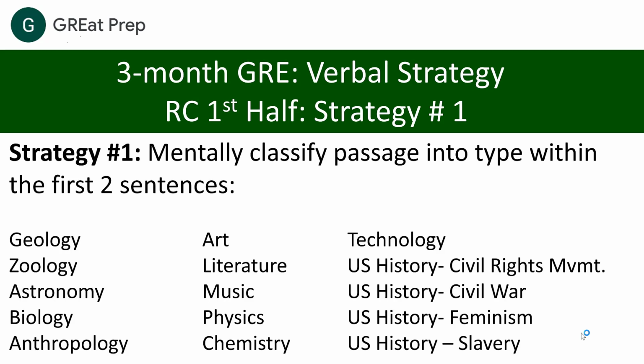Strategy 1 is to mentally classify the reading comprehension passage into type within the first one or two sentences as you start reading the passage. The reason this is important is that typically the majority of the reading comprehension passages on the GRE will touch one of these topics. I will have a module that will deep dive into strategy number 1 in future videos.